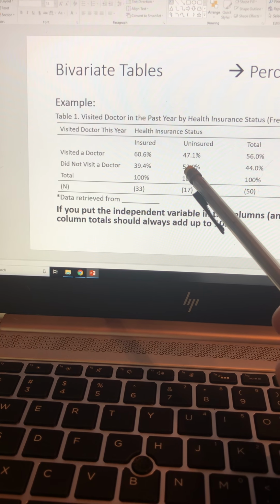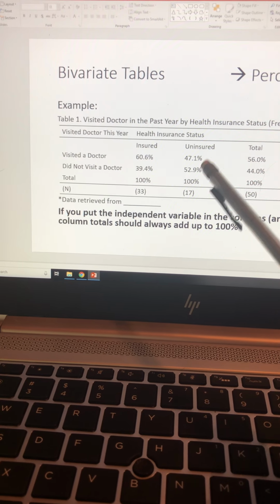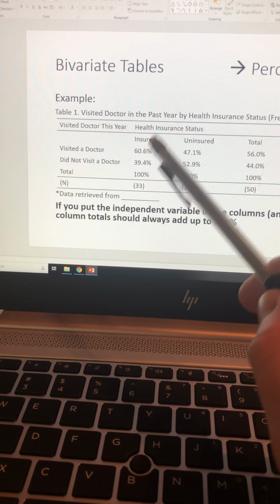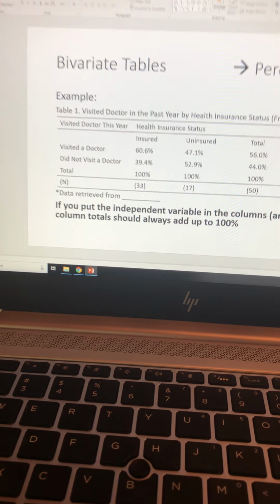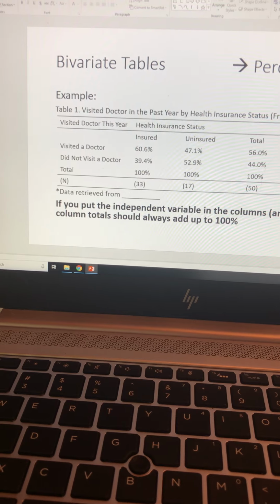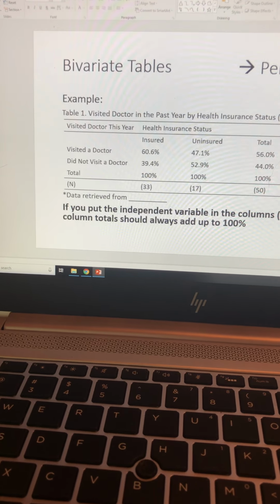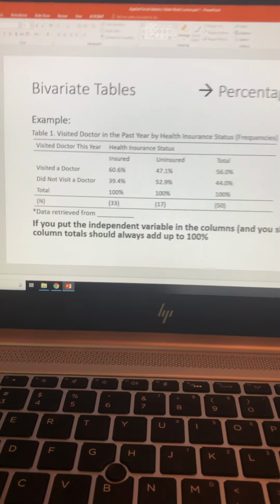Of the people who are uninsured, slightly more are not visiting the doctor than are, but it's close to a 50-50 breakdown, whereas of the insured people, it's closer to a 60-40 breakdown. So the question is, is it significantly different? You could assume that it probably is, but the chi-squared test will tell you definitively if there is. So in the homework, I'm going to ask you for your conclusions.